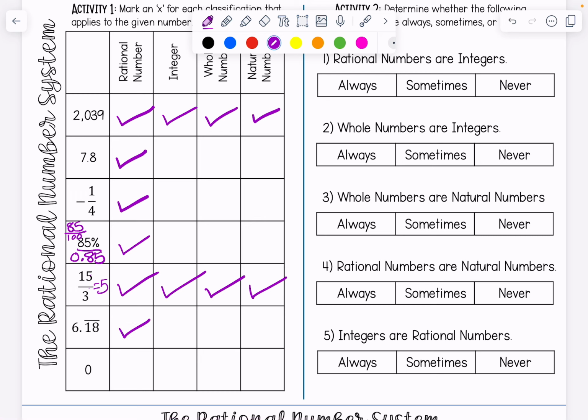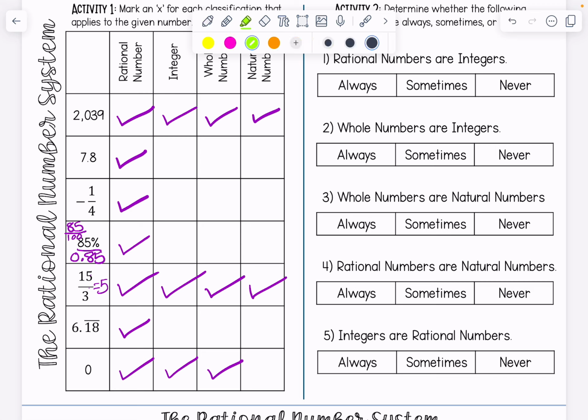6.18 repeating, that's going to be a rational number. And 0 is a whole number, which means it's automatically an integer, which means it's automatically a rational number. So the only category 0 does not belong in is the natural category.